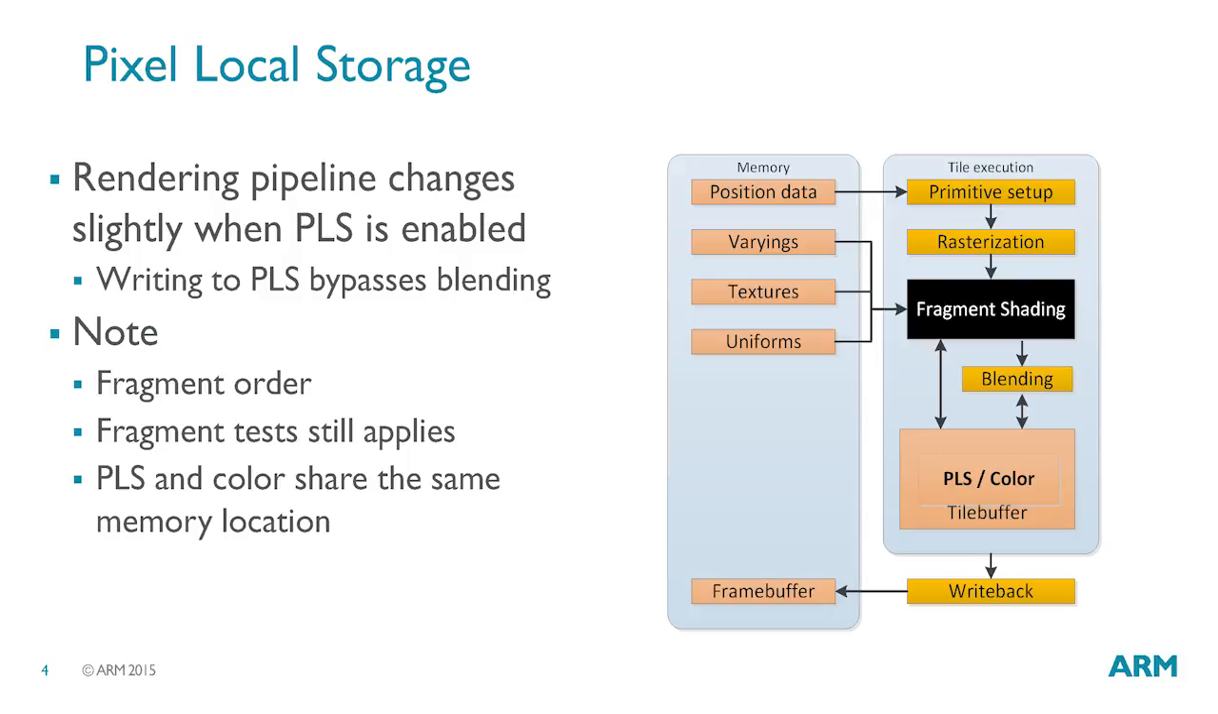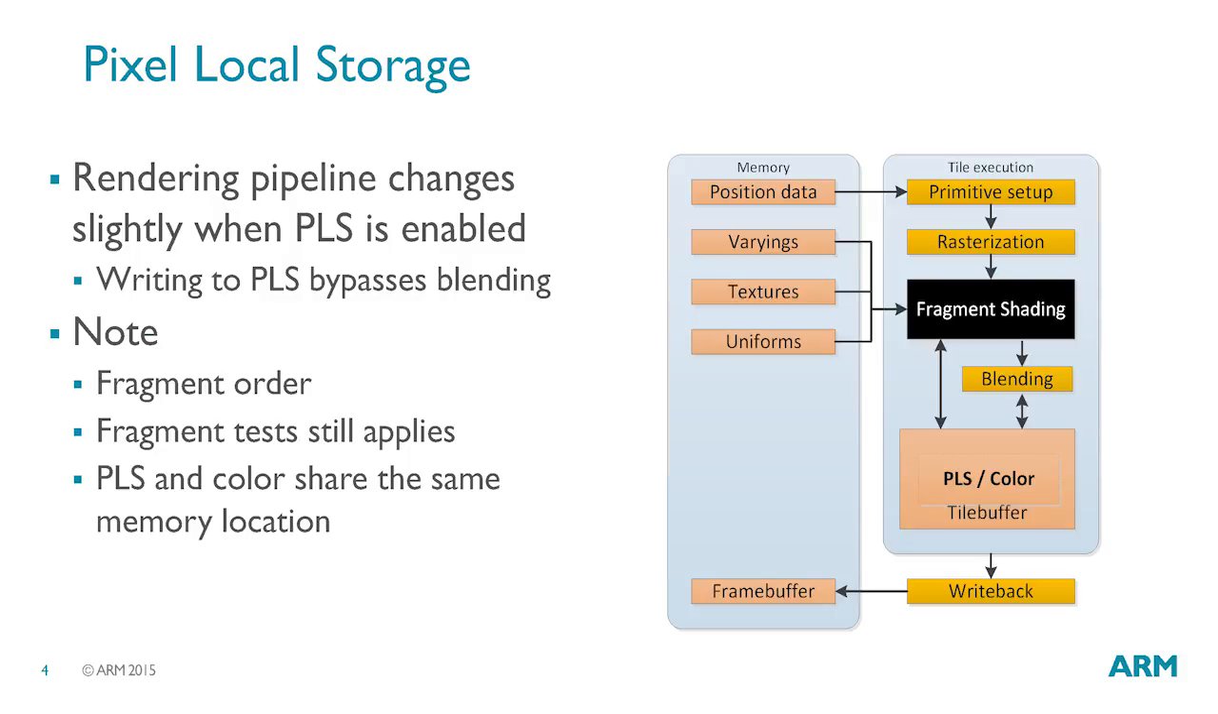So slightly simplified, this is what the rendering pipeline looks like when you're using PLS. You have your main memory on the left and the on-chip tile resources on the right. There are basically two paths from the fragment shader to the tile buffer. We have the fixed function path that goes through the blender, and the more programmable path that goes through the PLS variables and allows you to do direct read and write accesses.